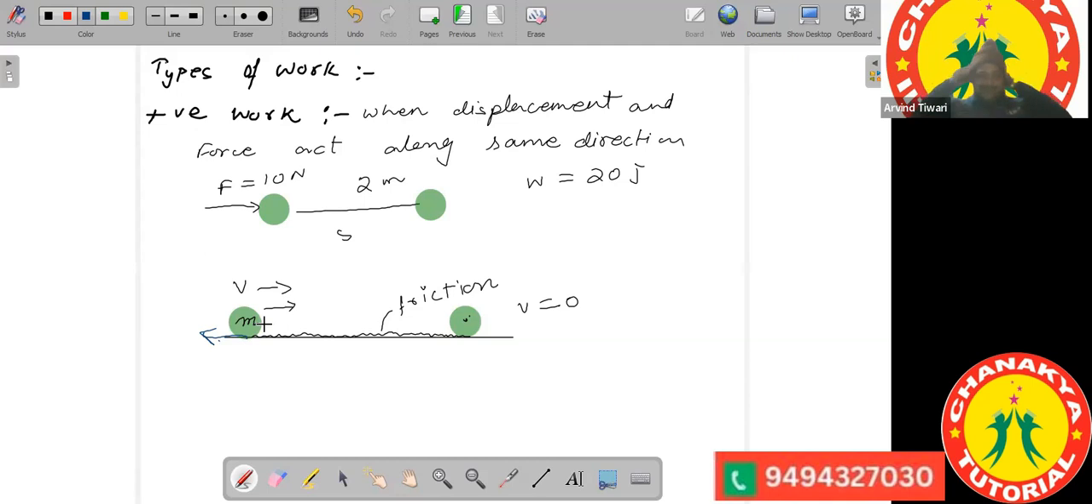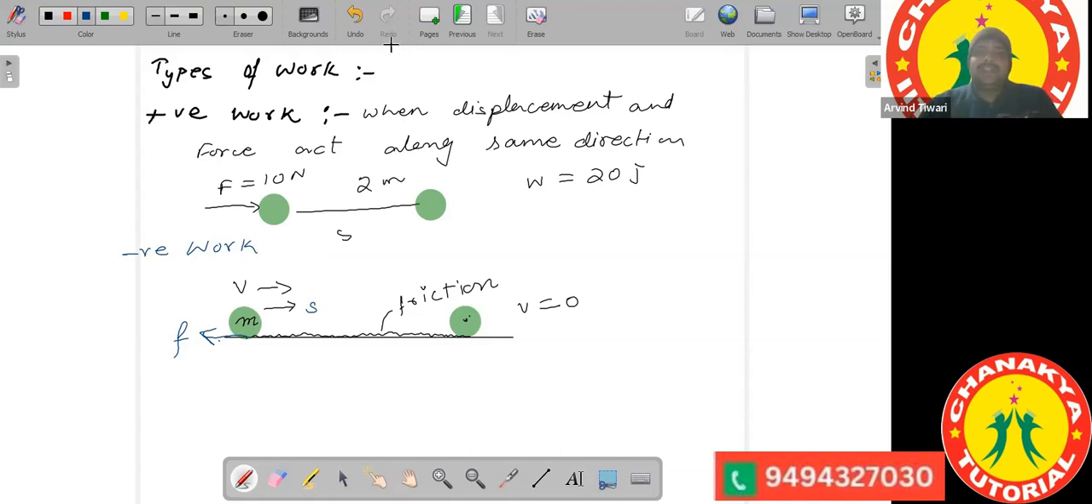Since the friction is making an angle of greater than 90 degree, it's making an angle of 180 degree. The force of friction is making an angle of 180 degree. It's opposite to each other. Now, this is the direction of force and this is the direction of displacement. So both of them are opposite to each other. So here in this case, we have an example of negative work done. No positive work is done here. It's a negative work.